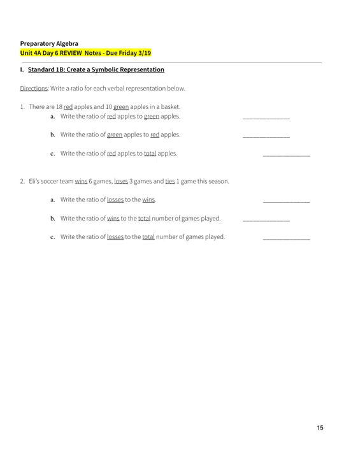These are your Unit 4A Day 6 review notes. The first standard that we are looking at is 1B. The directions here are to write a ratio for each verbal representation below. Because this is the review video and your test is tomorrow, I would like you to try these on your own and then come back and check your answers. So pause the video and try these two problems.